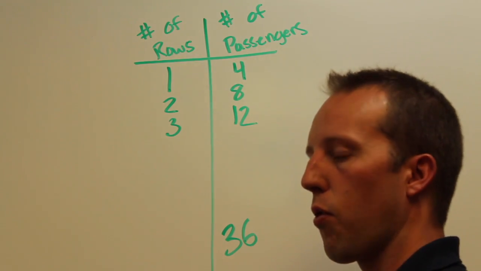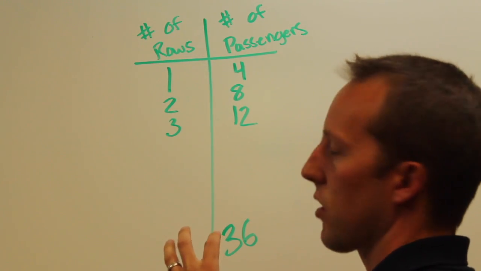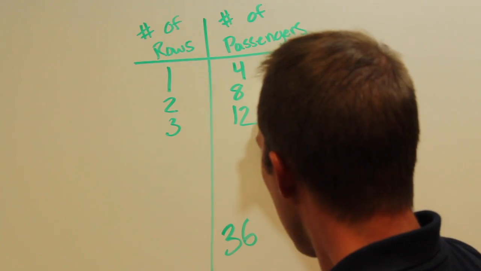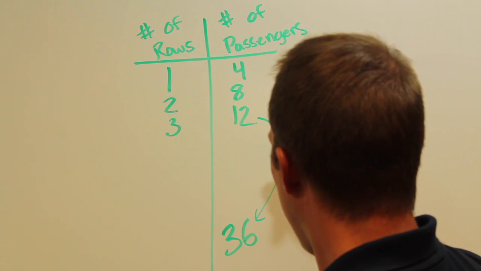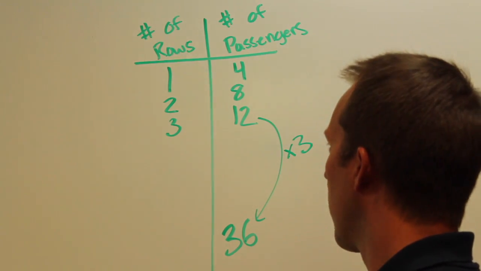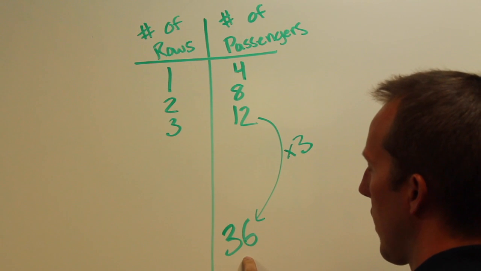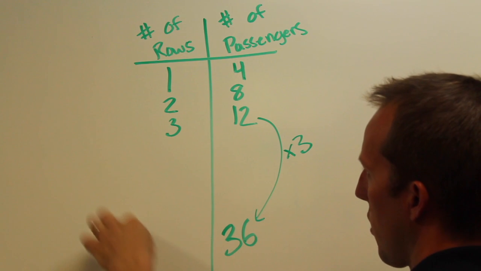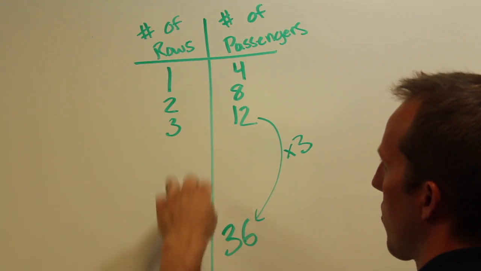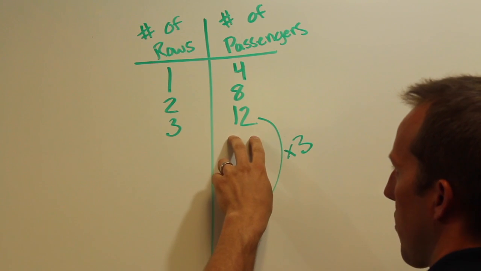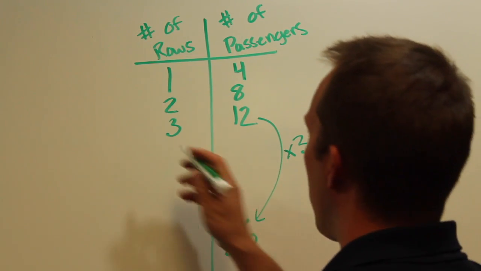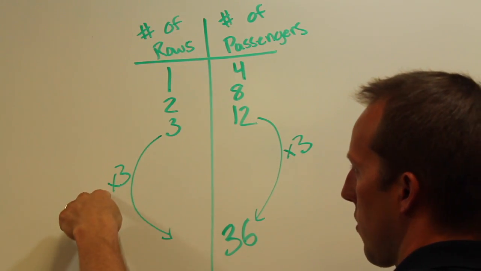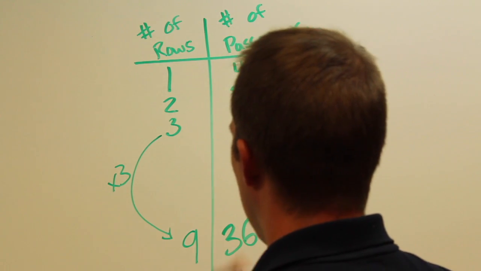Now again, we talked about before, the whole purpose of using a ratio table is to be able to take shortcuts once you recognize those patterns. So I'm seeing now that to get from 12 to 36, I could triple that, okay? Because I know that 12 times 3 is 36. So if I'm tripling the number of passengers, I would also have to triple the number of rows. So if 3 rows is 12 passengers, then I've got to triple the 3 to find how many rows that is. So 3 times 3 is going to give me 9.